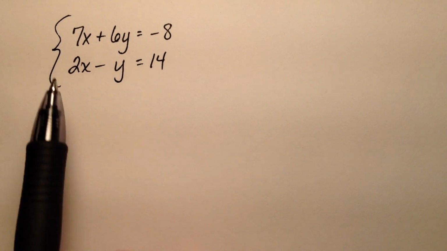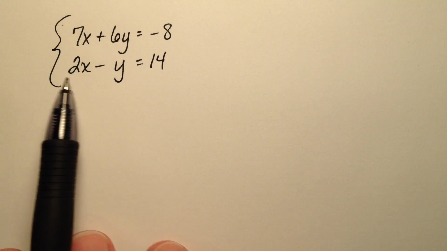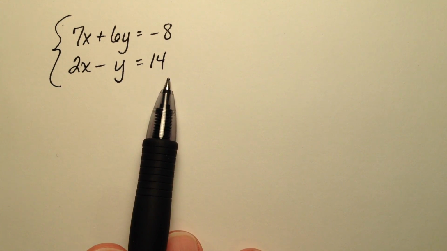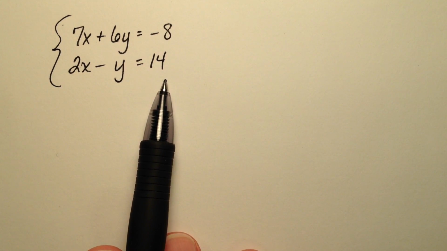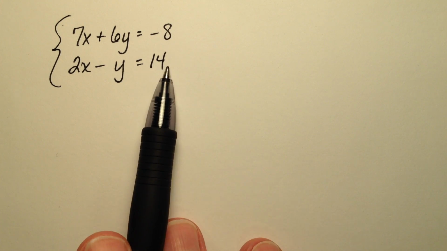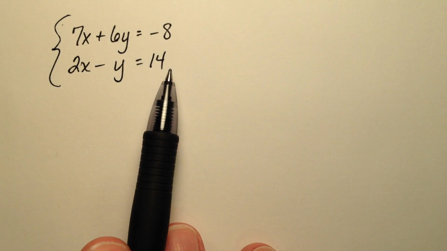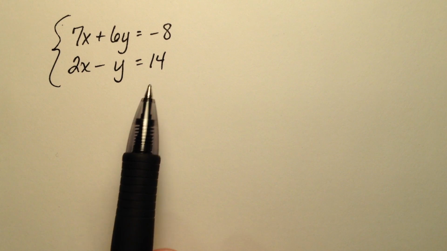In this example, we're going to solve this linear system, and we're going to use substitution to do so. So the first step in substitution is to choose one of these equations and isolate one of the variables, or solve for a variable. Typically we're going to look for one of the variables whose coefficient is 1 or -1, something that's easy to isolate.